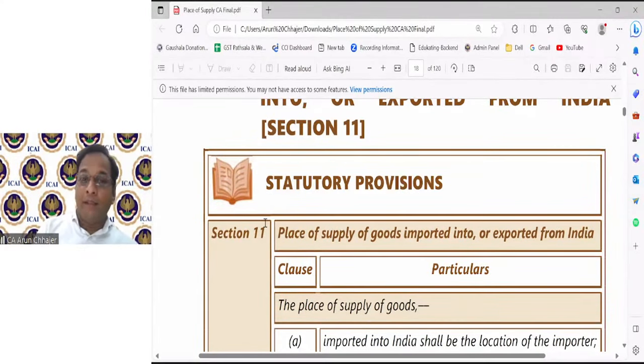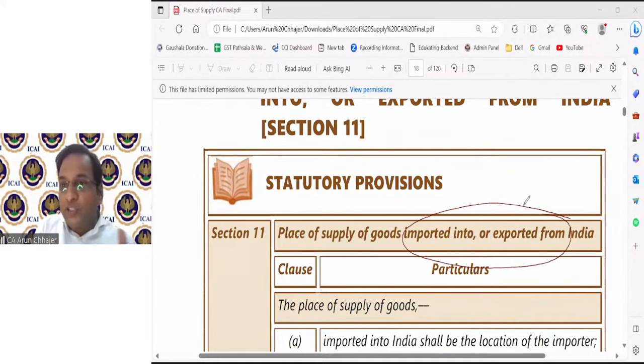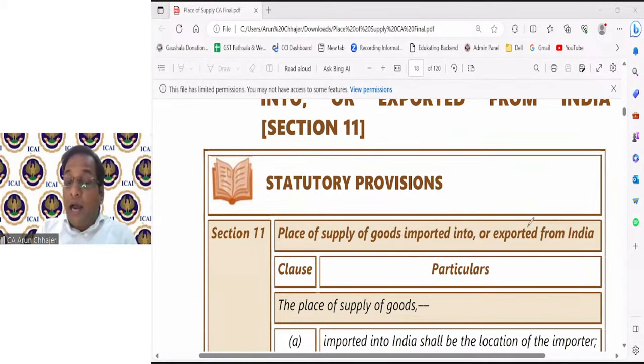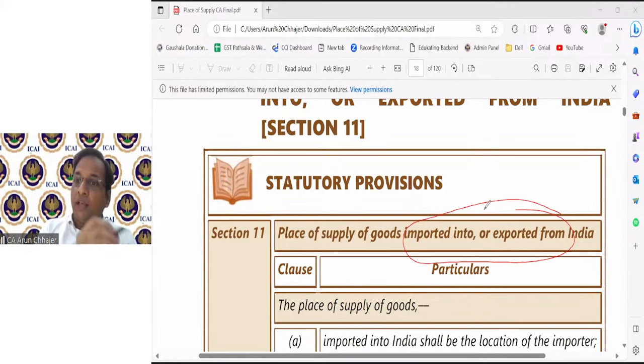Now, it means that first, you have to decide import or export of the goods, and then you will decide the place of the supply. Correct? So, in this case, it becomes first and it becomes second. Okay, clear? When will you use section 11? If your transaction is import of the goods or export of the goods, then you will use section 11 for POS.